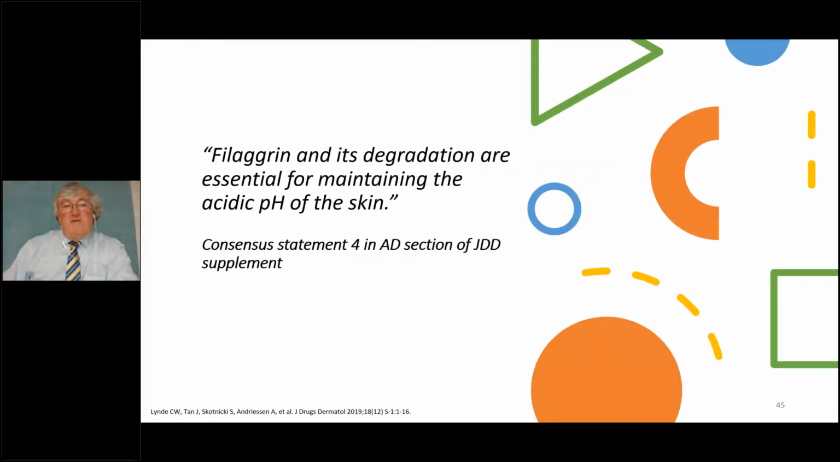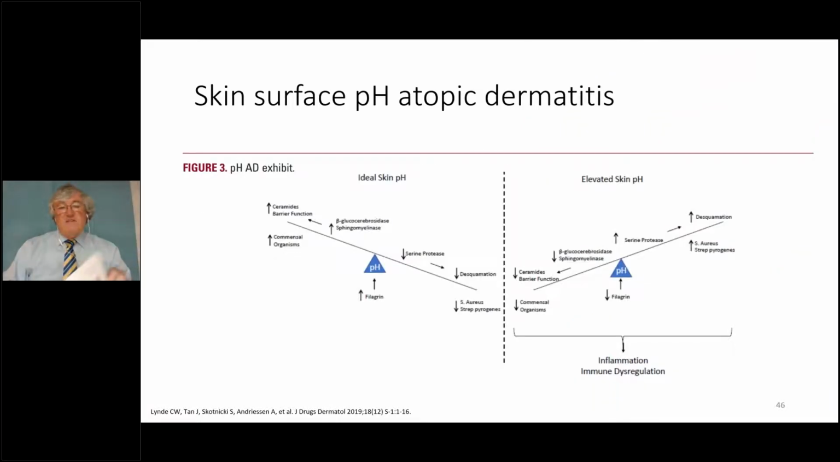We know that filaggrin and its degradation, as Dr. Kircik has said, are essential for maintaining the acidic pH of the skin. This stylized cartoon tells you that in an ideal skin pH, you have increased ceramides and barrier function, you have commensal organisms, and you don't have detrimental organisms such as Staph aureus. You have decreased serine protease production, decreased desquamation, and decreased Staph aureus and strep. On the other side, if you decrease the filaggrin by increasing the pH, you go the other way, and you end up having inflammation and immune dysregulation.